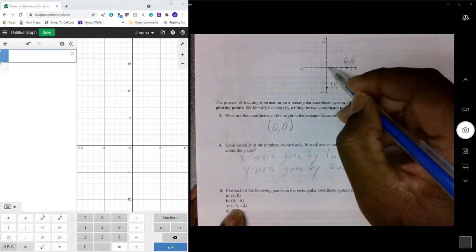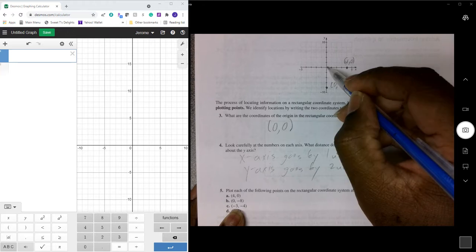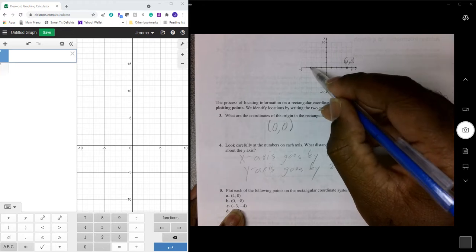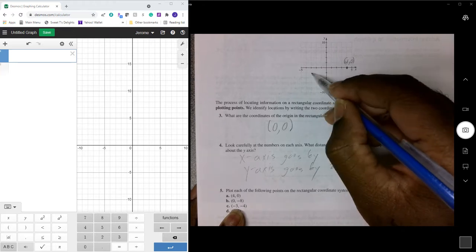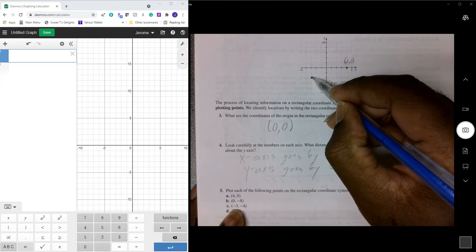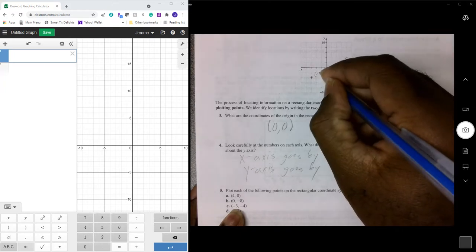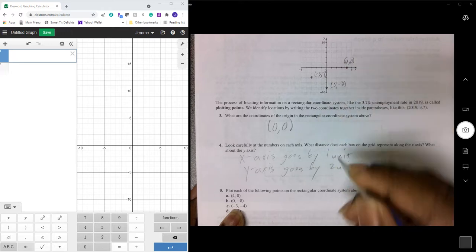Now we go to C. We start at the origin. We will have to go to the left 3 and then down 2. And we plot that point. So we add -3, -4.